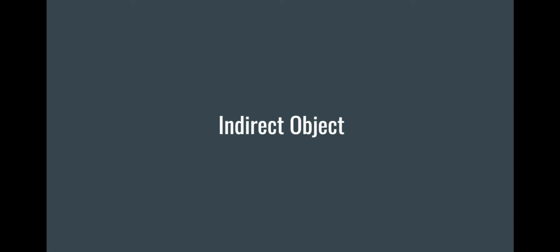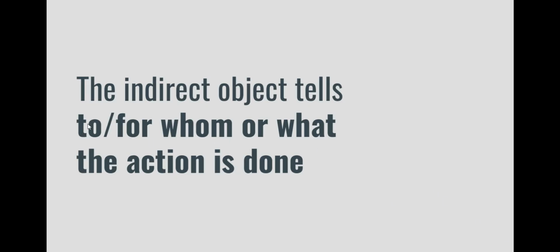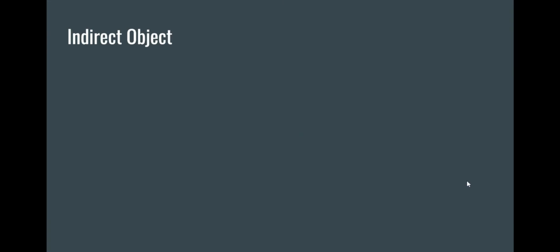So, we talked about direct objects in our previous video. Now we're going to talk about indirect objects. These are still objects of the verb, which means they still have to be in sentences with action verbs. The indirect object tells to or for who, to or for what the action is done.